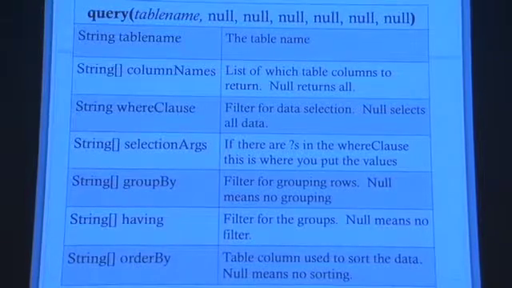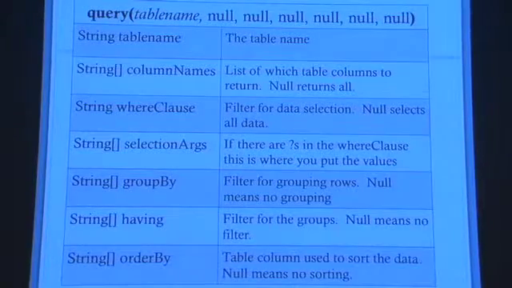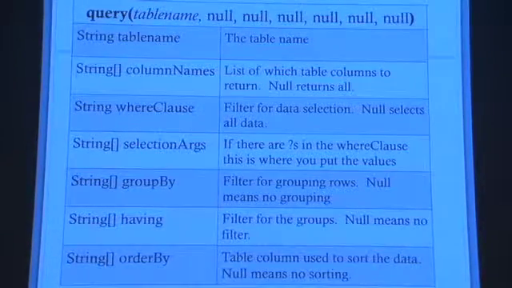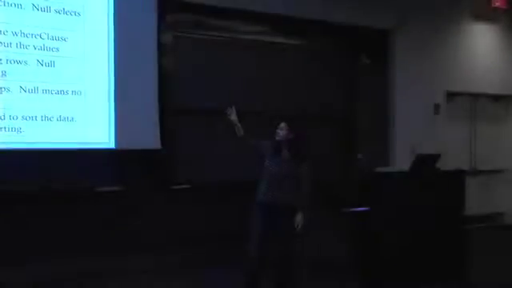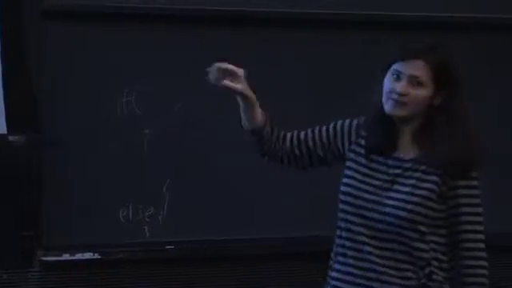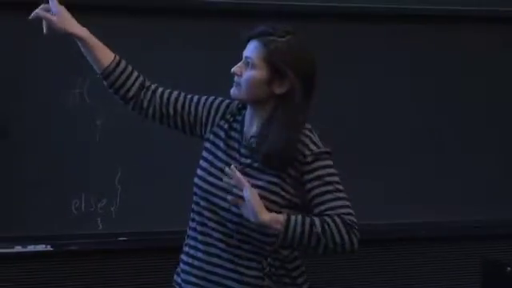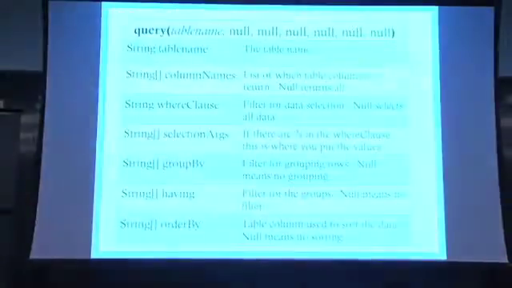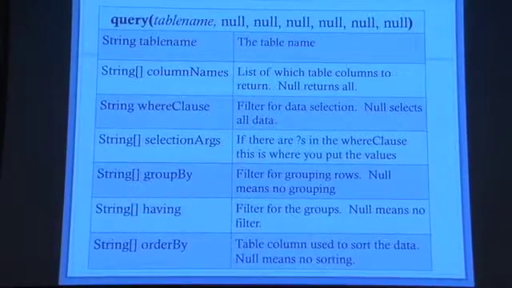And then the third one is a where clause, which is a filter for data selection, and null will select all of the data. The fourth one is going to be a string of selection arguments; if there are question marks in the where clause, this is where you put the values. For example, if I just wanted to pull out the Frank Sinatra records from my database, my third parameter, the where clause, would be KEY_ARTIST, or whatever I was calling my artist column. And then the fourth one would be the string Frank Sinatra. Actually, that would be in a string array. And that would just pull those out.